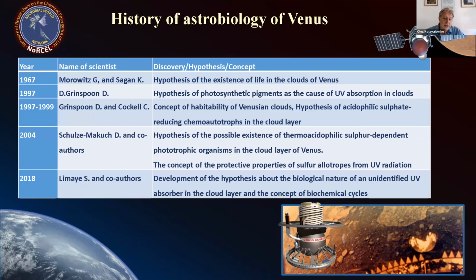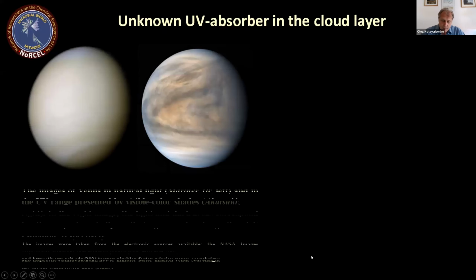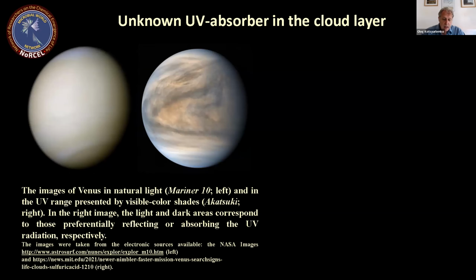A sharp increase in interest occurred after the publication of Sanjay Limaye, where he linked the presence of the so-called unknown absorber in the cloud layer of Venus with possible biological activity. On this slide, you see Venus in natural light and in the UV range. In the latter case, we can see many dark areas, spots, streaks in which absorption occurs, actually.